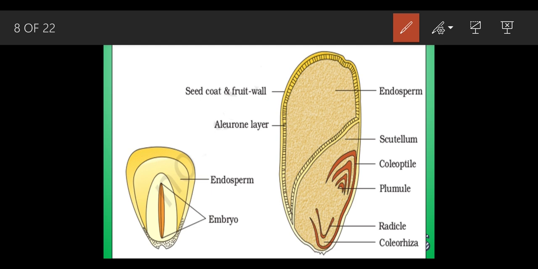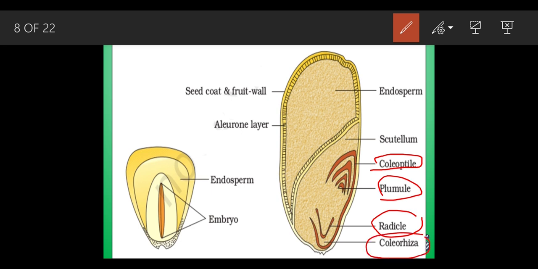We have already studied the function of the plumule. The function of the plumule is to give rise to the shoot system, and the function of the radicle is to give rise to the root system. Now what are the coleoptile and coleorhiza? The coleoptile is the protective covering of the plumule. And the coleorhiza is the protective covering of the radicle.